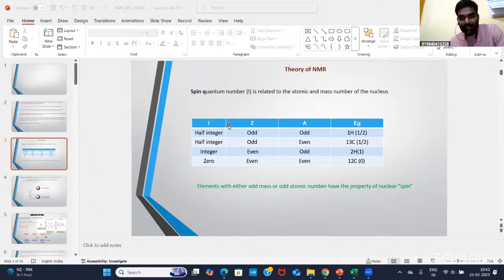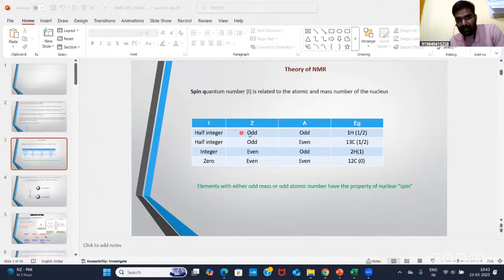How can we find the nucleus spin? We can find it by looking at the atomic number and mass number. If the atomic number and mass number are odd, then the nucleus spin will be half integral. If both the atomic number and mass number are even, then the nucleus spin is 0. The spin quantum number I is 0 here.